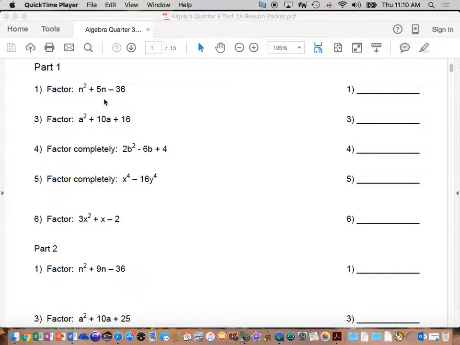First part of the Relearn packet here. And the first part deals with your basic factoring skills.